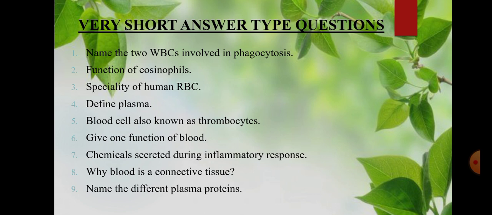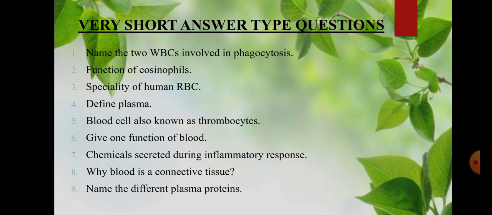Name the two WBCs that are involved in phagocytosis. Which are they? Monocytes and neutrophils. Now what is the function of eosinophils? They are non-phagocytic in nature, and they also show the antihistamine property, and their count increases during allergic reactions.